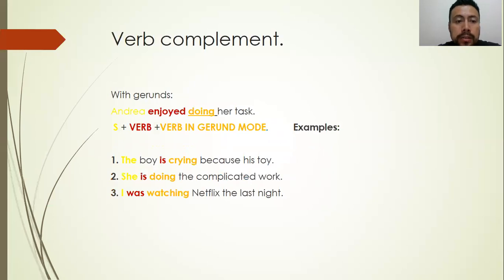The next one is with gerunds. Andrea enjoyed doing her task. So the structure is subject plus verb in gerund mode. And examples are, the boy is crying because of his toy. The next one is, she's doing the complicated work. And the last one is, I was watching Netflix last night.